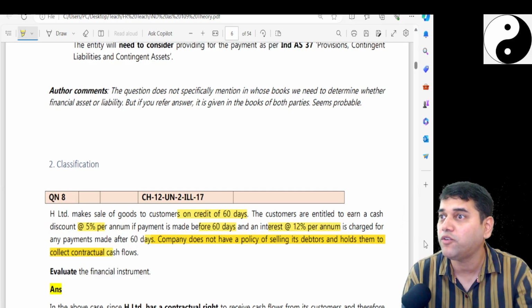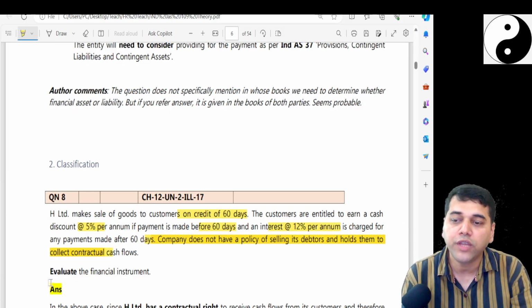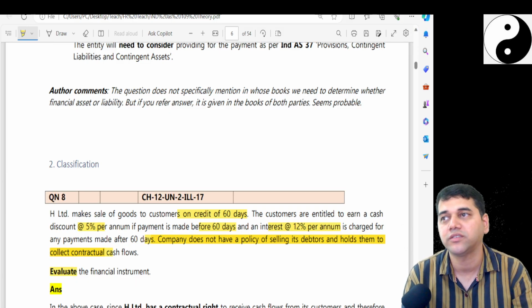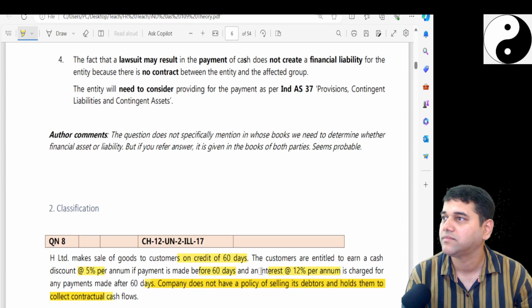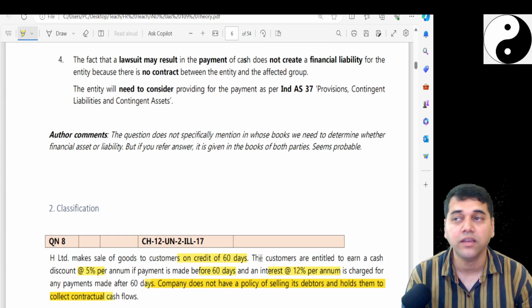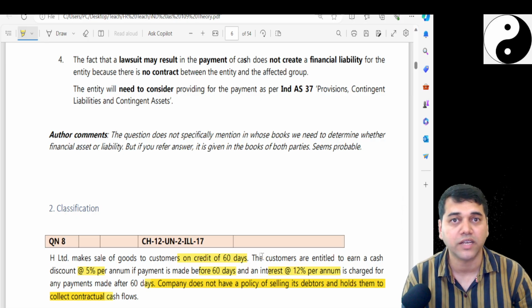Now you see how it is easier. How do you evaluate this financial instrument? Tell me, students. If this question is asked to you, what are you going to write? This is a financial asset. Why? You have a contractual right to receive cash. How do you classify this?